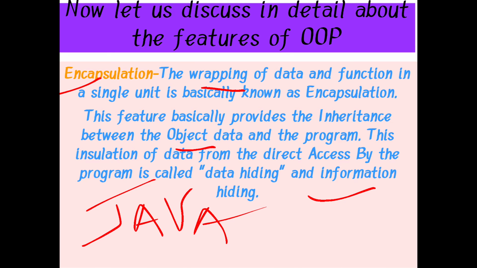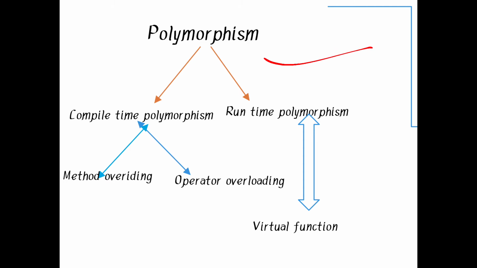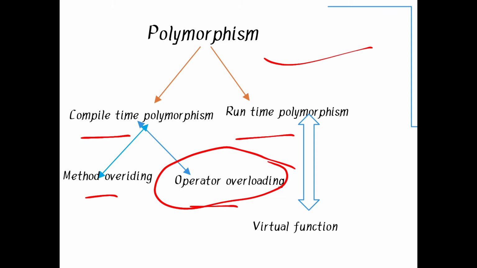Now let's move to the next feature of object oriented programming, that is polymorphism. Polymorphism is divided into two types. First one is compile time polymorphism and the second one is runtime polymorphism. Compile time polymorphism is also divided into two types. First one is method overriding and second one is operator overloading. Operator overloading is very important from exam point of view. And the next is runtime polymorphism. Runtime polymorphism is divided into only one type, that is virtual function.